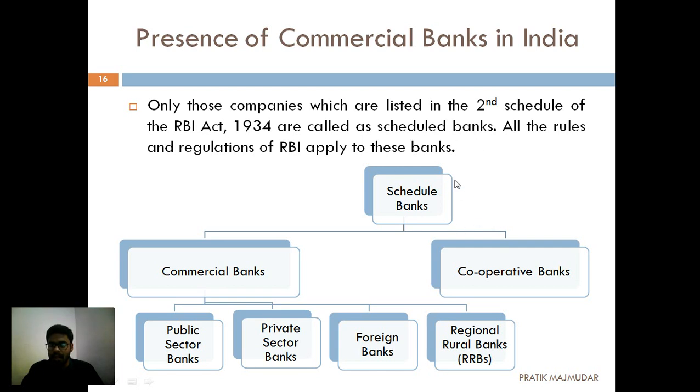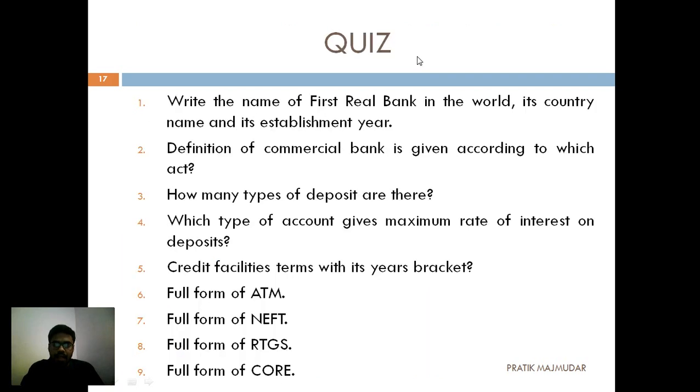We have seen the evolution of banks and the meaning of bank. Then we have seen the basic two types of banks, commercial and central bank. We have completed the first part, that is commercial banks, in which we have seen the functions of commercial banks and the present situation of commercial banks in India. So this is the end of part one. Now I have put a quiz for you guys. See, this is the quiz.